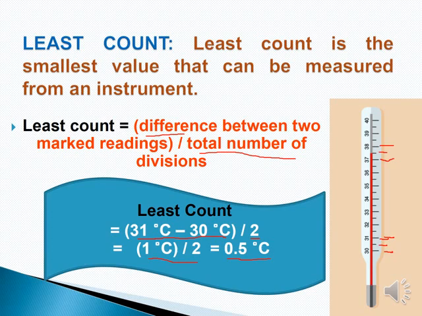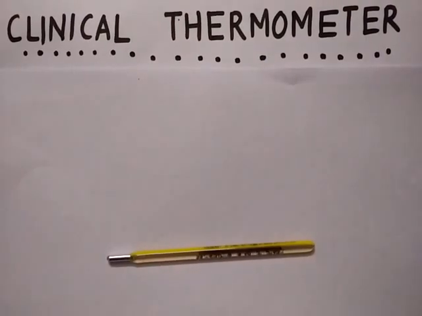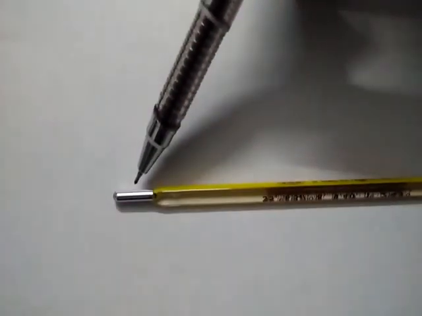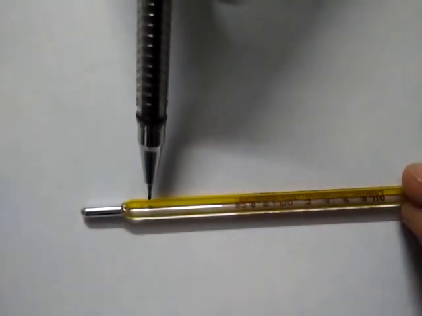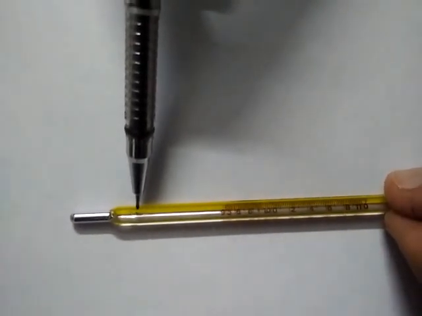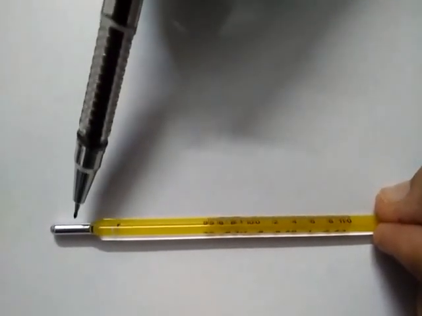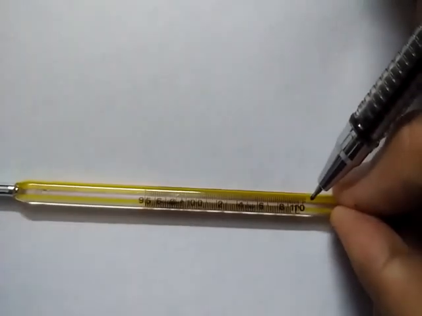Students, this is a clinical thermometer. This is the glass tube and this is the bulb. In this bulb, mercury is stored and you can observe a kink here. This is the kink which does not allow mercury to fall back, and inside it there is a small capillary tube in which the mercury expands when it gets heated. Now you can observe here it is written degree F. Degree F means this is the Fahrenheit scale, and on the other side degree C is written.